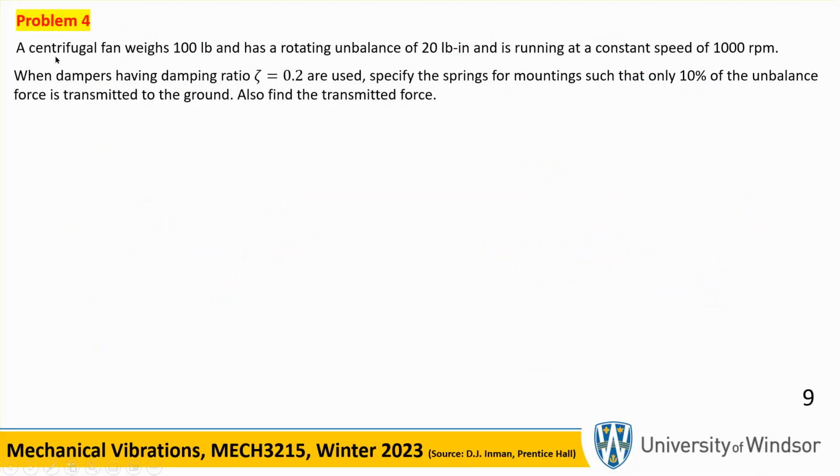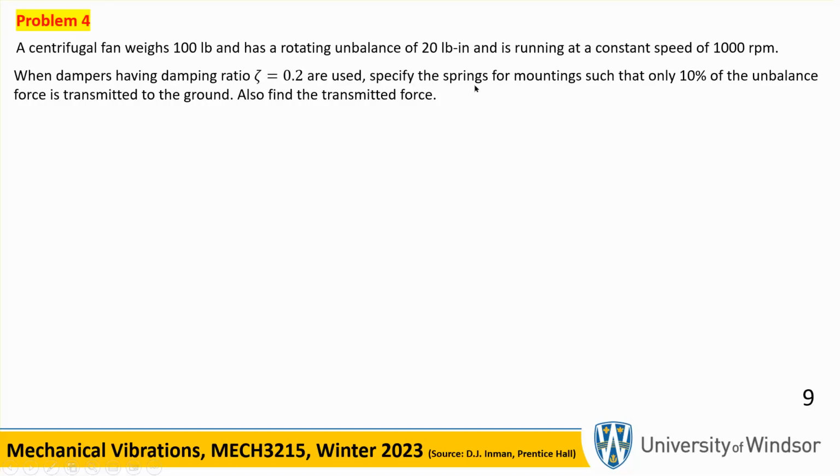Read this thing. A centrifugal fan weighs that much, so we have the mass of it, and has a rotating unbalance of 20. Now remember, this 20 is not the unbalanced mass. It is the product of the unbalanced mass with the eccentricity with G. Okay? That's what we call unbalanced. We have the speed of the rotation of the fan. This is the operating speed. We have a damping coefficient for that particular problem. This is given to us, damping ratio actually, not damping coefficient, damping ratio.